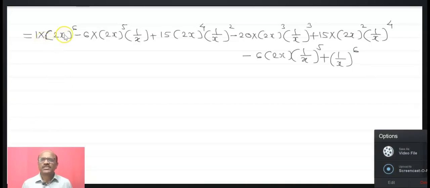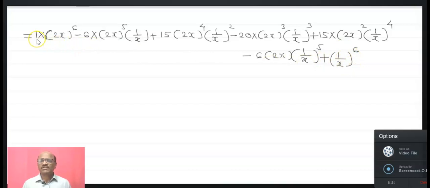That is 1 into 2x raised to 6, minus 6 into 2x raised to 5 into 1 upon x, plus 15 into 2x raised to 4 into bracket 1 upon x square, minus 20. These are the values. The 20 is the value. 2x raised to 3 into 1 upon x raised to 3, plus 15 into 2x raised to 2 into 1 upon x raised to 4, minus 6 into 2x raised to 1 into 1 upon x raised to 5, plus 1 upon x raised to 6.